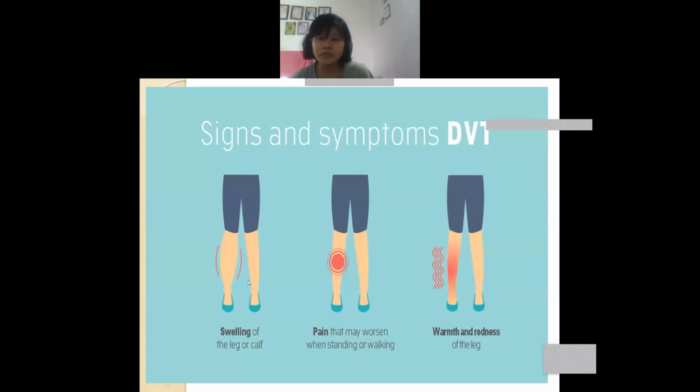Another sign and symptom is the same thing, but I'm just repeating: swelling of the leg or calf. This portion will swell up, the leg, or you can say the calf muscle. Next is pain. The person will feel pain especially when standing or walking, because the person is putting pressure on it. That's why the person will feel pain. Next is warmth and redness. The skin color will also turn red, and this portion will become hot and warm.